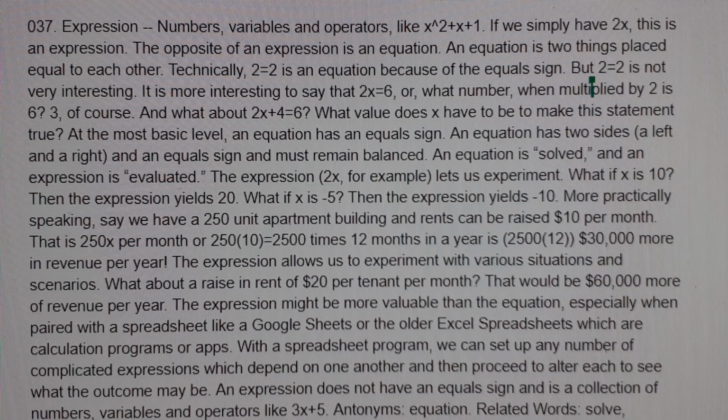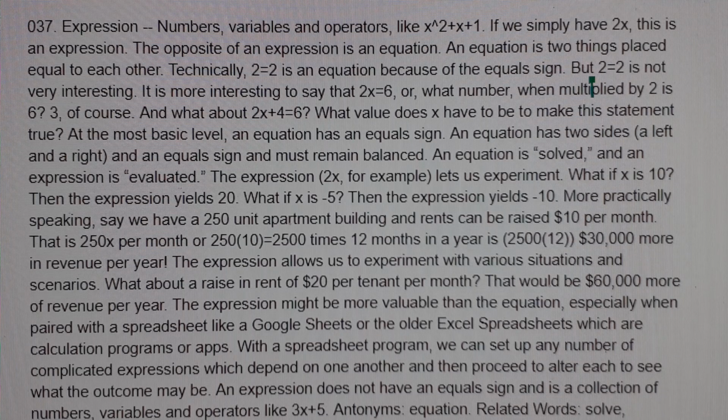More practically speaking, say we have a 250-unit apartment building, and rents can be raised $10 per month. That is 250x per month, or 250 times 10, which is 2,500, times 12 months in a year, is $30,000 more in revenue per year. The expression allows us to experiment with various situations and scenarios. What about a raise in rent of $20 per tenant per month? That would be $60,000 more of revenue per year.